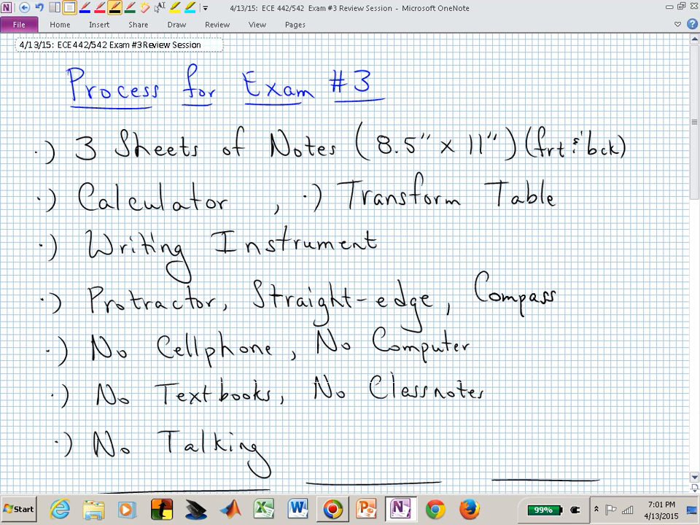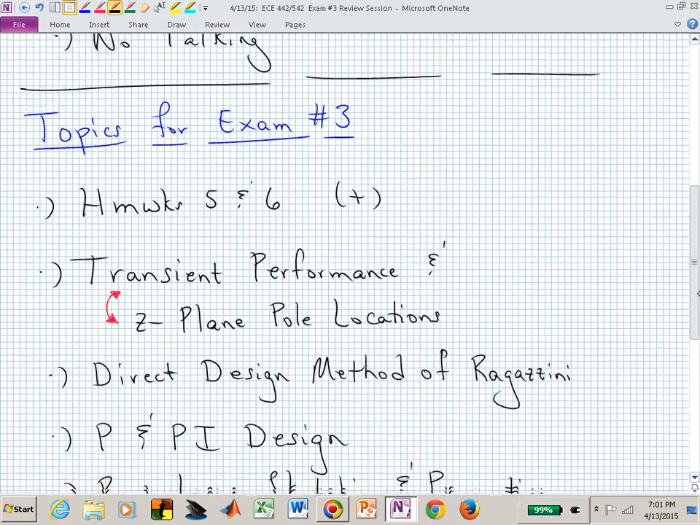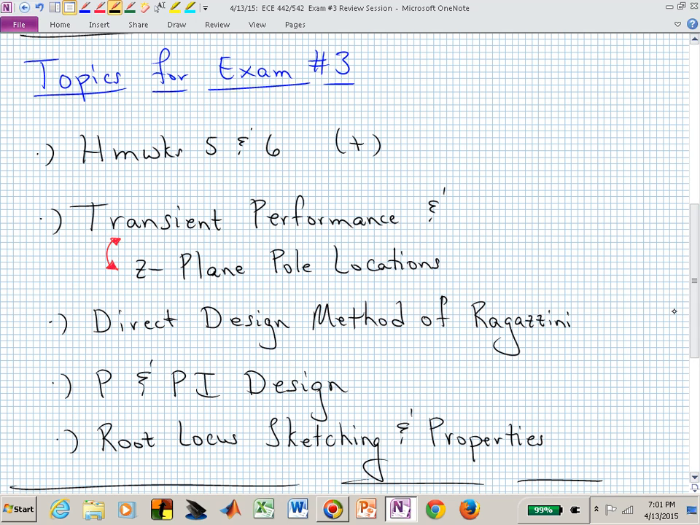But are there any questions on the process for exam number 3? That should be fairly straightforward. Topics for exam number 3 are basically homeworks 5 and 6, and there may be other pieces. This is cumulative material. It's all starting to build, so you may have to know earlier stuff in order to do it.